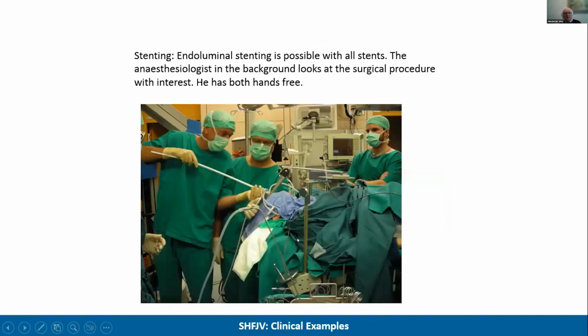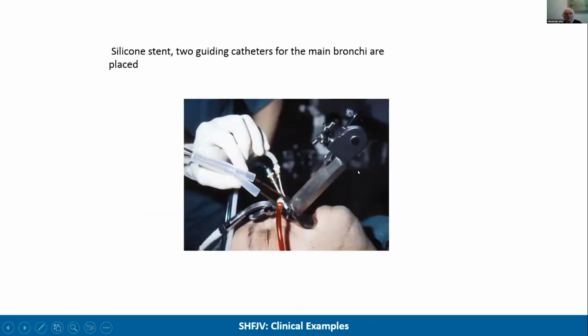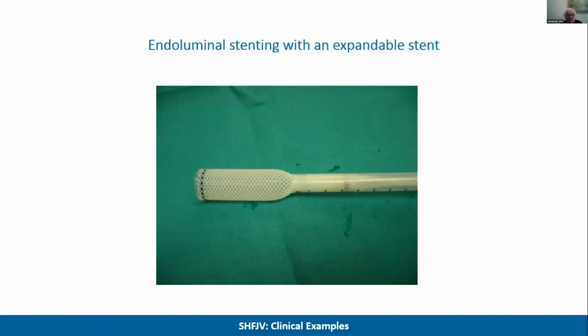And here the stenting. The endoluminal stenting is possible with all stents. The anesthesiologist in the background looks at the surgical procedure with interest. He has both hands free. This is important. And here you can see in silico stent, two guiding catheters for the main bronchi are placed. This would not be possible with a catheter. And here you see the expandable stent. I think you know all these stents.